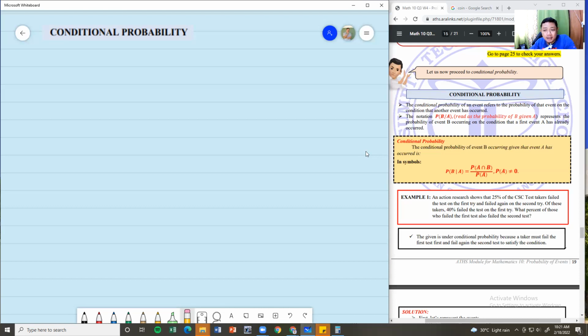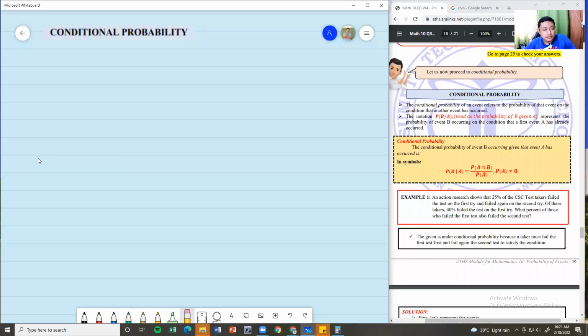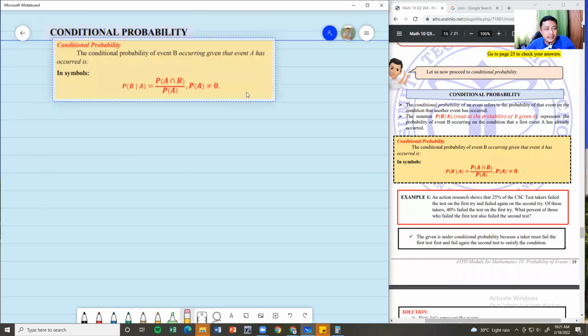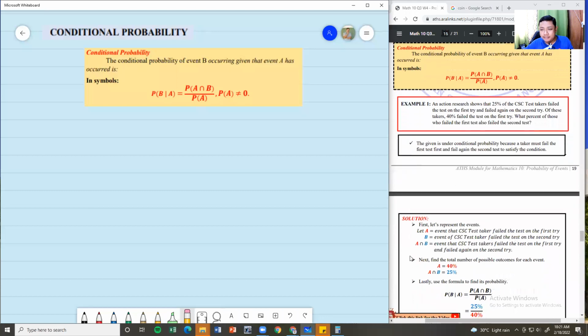That's conditional probability. Okay? And how is conditional probability done? This happens through this formula. Yan. Conditional probability of event B occurring given that the event A has occurred. Dapat may nangyari na. Okay? How is that? So, let's take a look at this example.